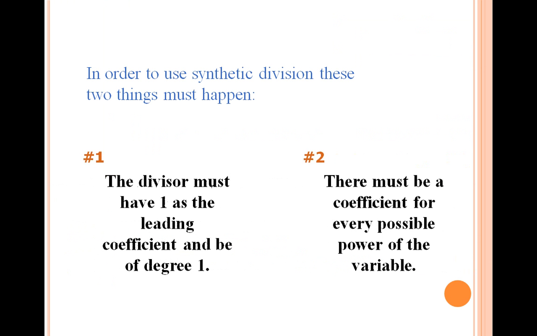In order to use synthetic division, these two things must happen. The divisor must have 1 as the leading coefficient, and your divisor must be of degree 1. There must be a coefficient for every possible power of the variable. So if you're missing a term, you need to put the placeholder 0 in its place.